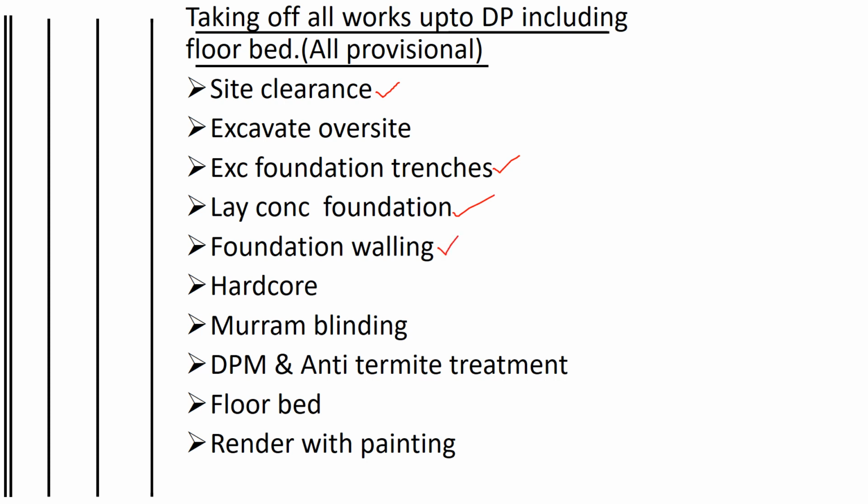We do the hard core inside the walls. We do the murram grinding, which is done on top of the hard core. Then we do the DPM and anti-termite treatment. We do the floor bed. Then we render with painting, because we were supposed to do the formwork after the floor bed in takeoff, but now we are told to ignore formwork, so we shall render with painting.